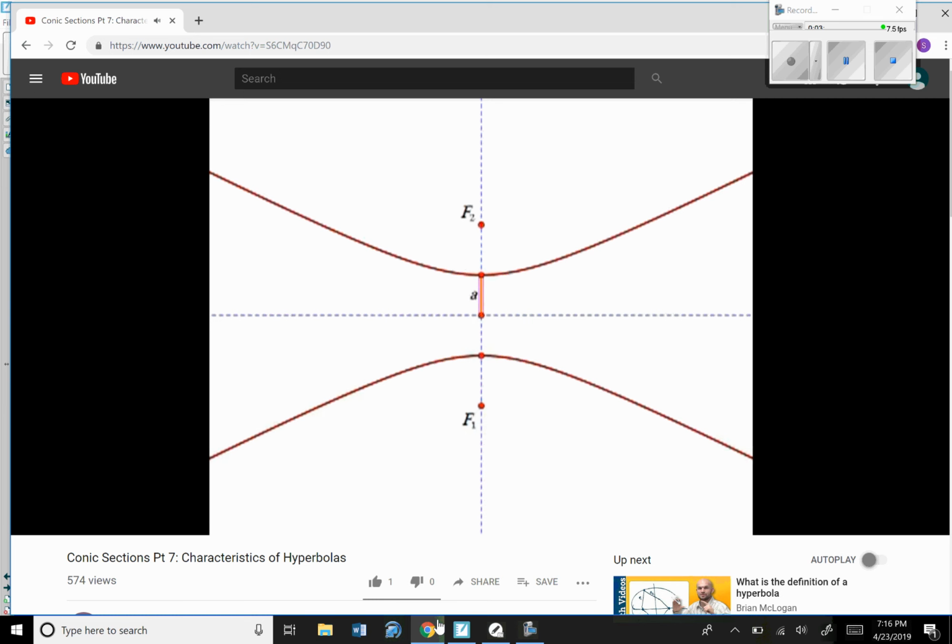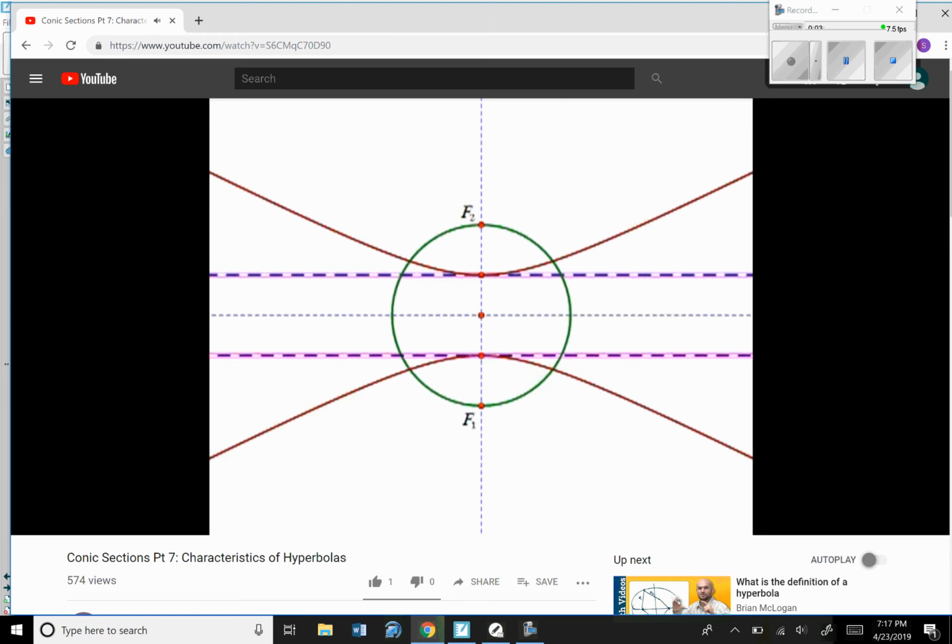Here we have a hyperbola that opens vertically. In other words, its major axis is in the vertical. We know this because the foci are aligned vertically with each other. Now let's call the distance from the center to the endpoint of the major axis a, and our focal distance, the distance from the center to the focus, c. Let's draw a circle that has F1 and F2 as the endpoints of its diameter.